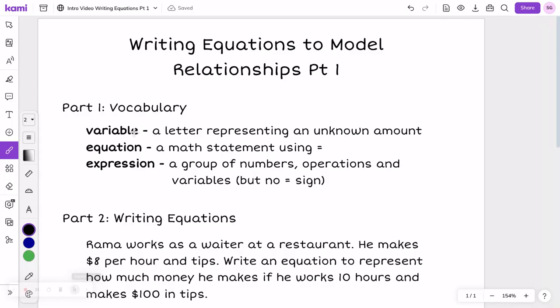Variable, we know, is a letter that represents an unknown number or amount of something. Equation and expression get mixed up sometimes. The main idea for an equation is it will have an equal sign in it. So for example, 2 plus 3 equals 5 is an equation. An expression is just a group of numbers, operations, and variables, but there's no equal sign. So something like 2 plus 3 would be an expression. The focus today, we are going to be writing equations, and we might need some variables depending on the story.